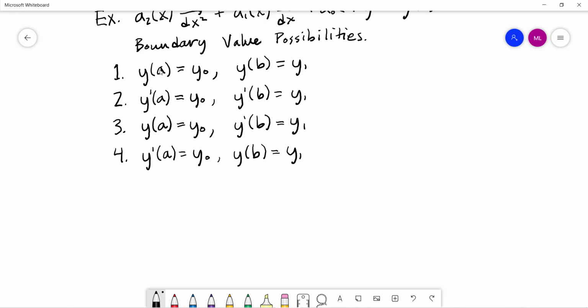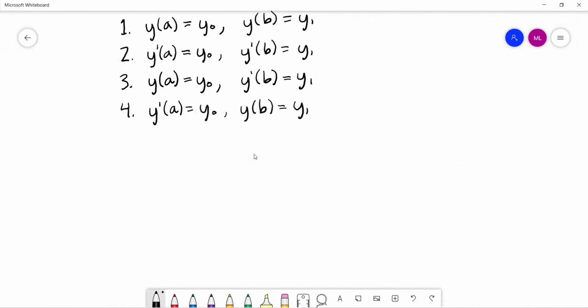You can specify the actual value at the endpoint. You could specify what the slope is at those endpoints. You could do one of each, so the value on the left and the slope on the right, or I could do the slope on the left and the value on the right. And I can even combine these into more complicated messes that look like the following. I could basically take some combination of the two. So maybe there's some, let me just write this out and then we'll talk about, make sure it's clear on what I'm talking about here.